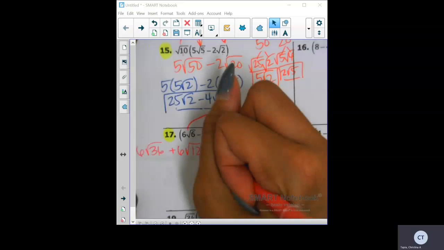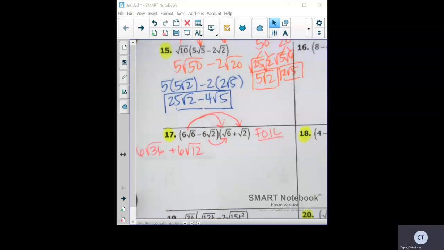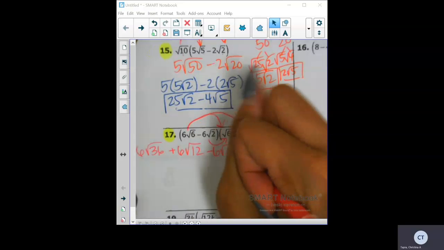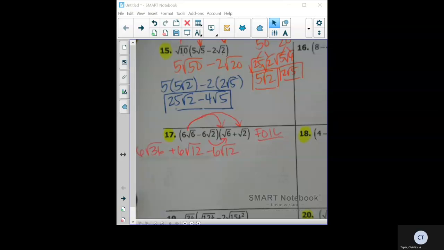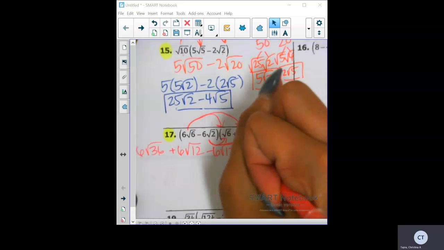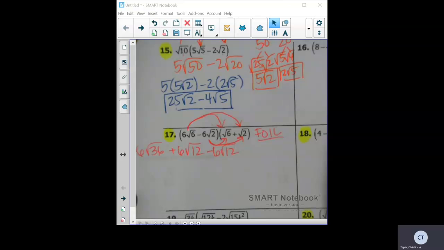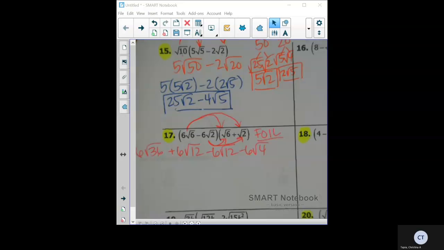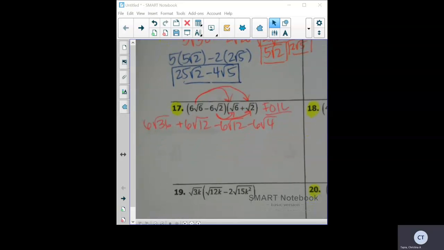For the inner terms, we're going to have negative 6 square root of 2 times square root of 6, which is negative 6 square root of 12. And then the last one, I'm going to do negative 6 square root of 2 times positive square root of 2. So that's going to give me negative 6 square root of 4. Take a second and look at it before I simplify. Know what I did to get this. You guys tell me, what can I simplify? 6 square root of 12, what happens to both of those?